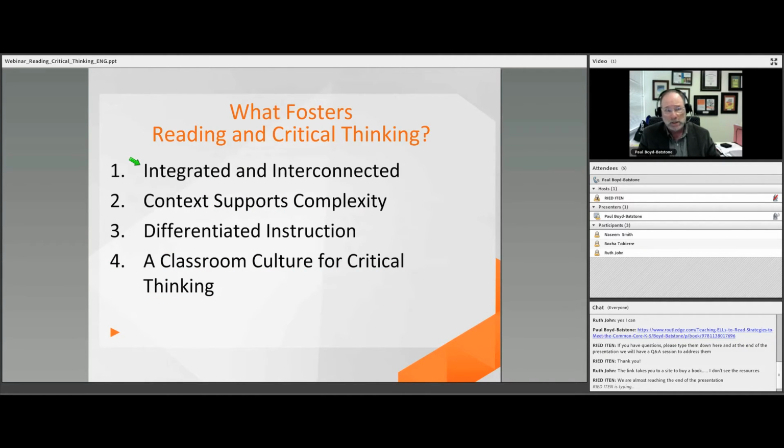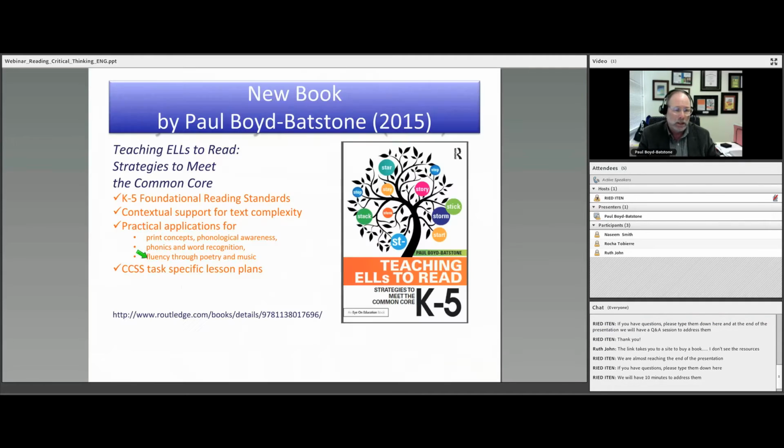Just to summarize, we develop reading with an integrated, interconnected approach. Context supports complexity, differentiated instruction, and developing a classroom culture for critical thinking. Again, these are all available in my latest book, but that link that I've given you, if you look under the tab that says e-resources, you'll be able to get access to all of these things.